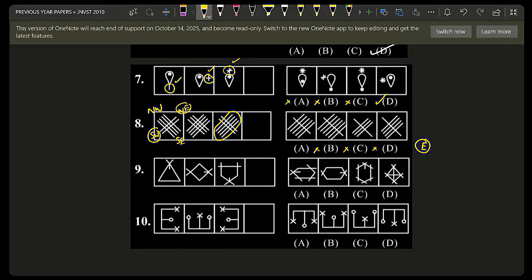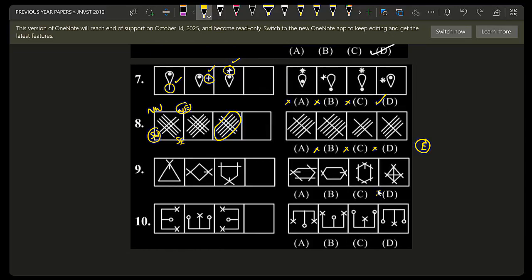Look at ninth question. There is a triangle, a quadrilateral, and a pentagon. So the number of sides are increasing. So what is happening here? First, let us look at the main figure. Here it is a triangle, three sides. Here it is a quadrilateral, four sides. Pentagon, five sides. We expect to have a hexagon. Hexagons are available in A, B, C. In D, there is no hexagon. So D we can eliminate.